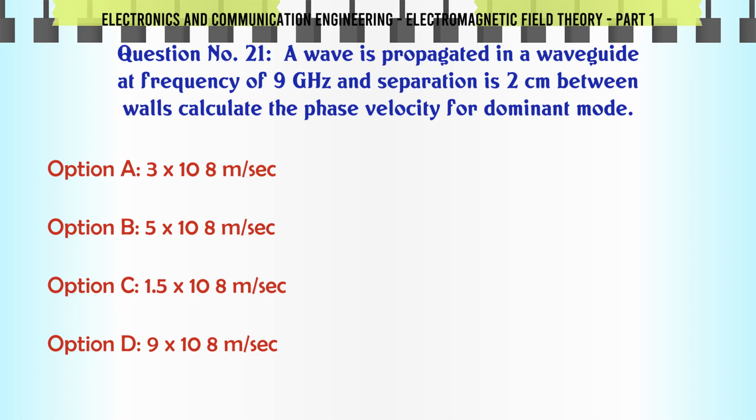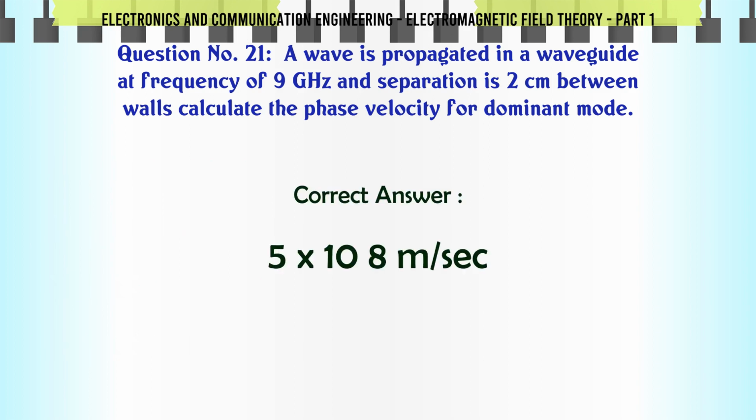Calculate the phase velocity for dominant mode. A: 3 x 10^8 m/s, B: 5 x 10^8 m/s, C: 1.5 x 10^8 m/s, D: 9 x 10^8 m/s. The correct answer is 5 x 10^8 m/s.